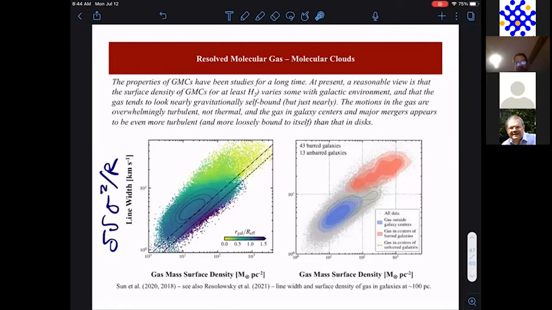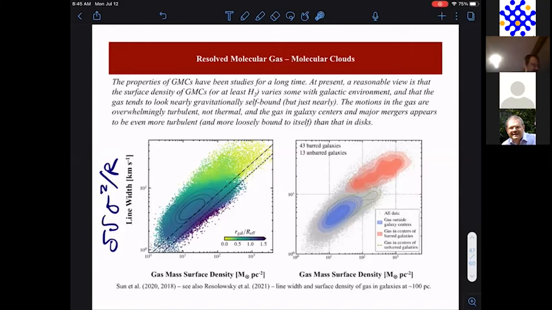And so dynamical state is just a fancy way of saying if a cloud is virialized, you expect a line that looks like this. If a cloud is marginally bound, meaning the potential energy equals the kinetic energy, it looks something like this, and so on. So a plot like this then gives us a way to simultaneously look at how the mass surface density of molecular gas is varying at high resolution, and how the dynamical state of that gas is looking at high resolution.